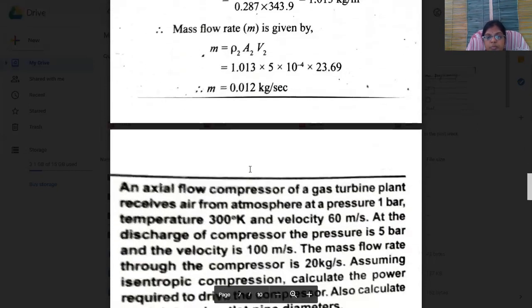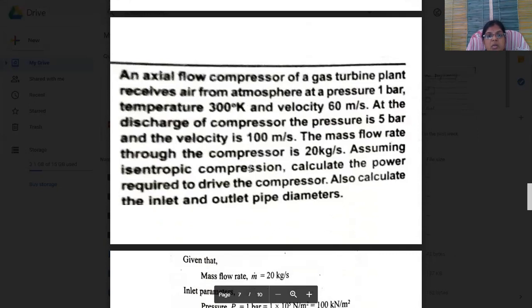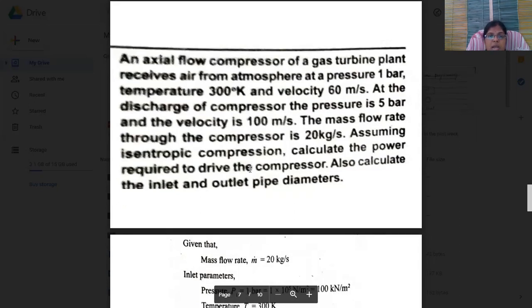Now we are going to solve another problem. An axial flow compressor of a gas turbine plant receives air from atmosphere at a pressure of 1 bar, temperature 300 Kelvin and velocity 60 meter per second. At the discharge of the compressor, the pressure is 5 bar and the velocity is 100 meter per second. That is the meaning of T1, V1, and here P2, V2. Mass flow through the compressor is 20 kg per second, so m dot. Assuming isentropic compression, calculate the power required to drive the compressor.